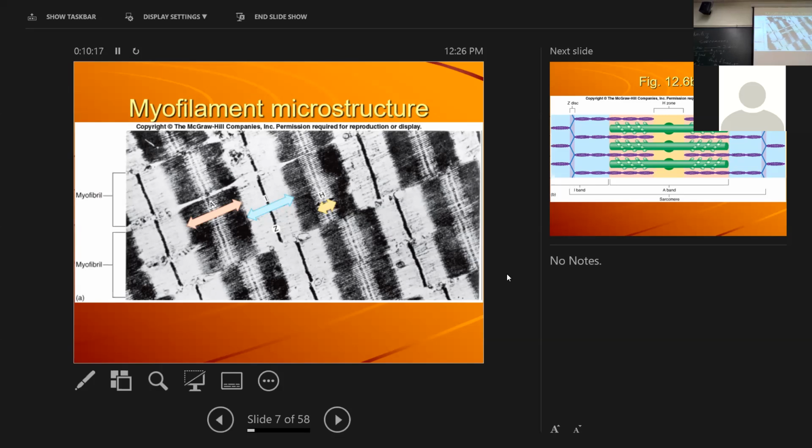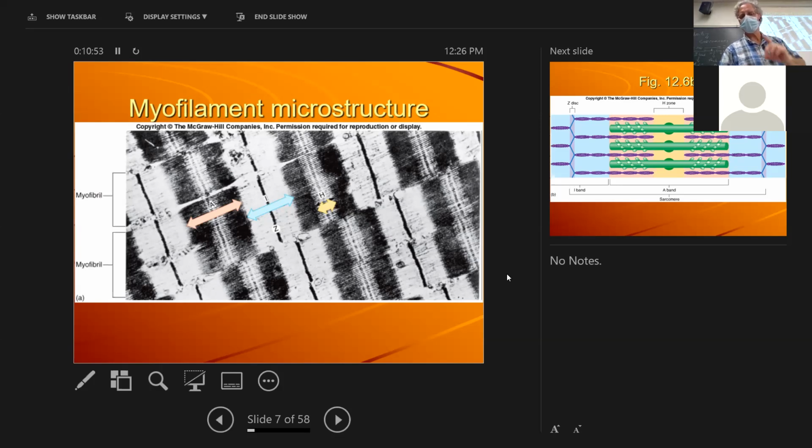Dead center of the sarcomere is a so-called M band, and the M line is actually a site where the myosins attach to the center. And there's a protein in the M line called myomesin that helps attach the myosin to the center of the sarcomere.